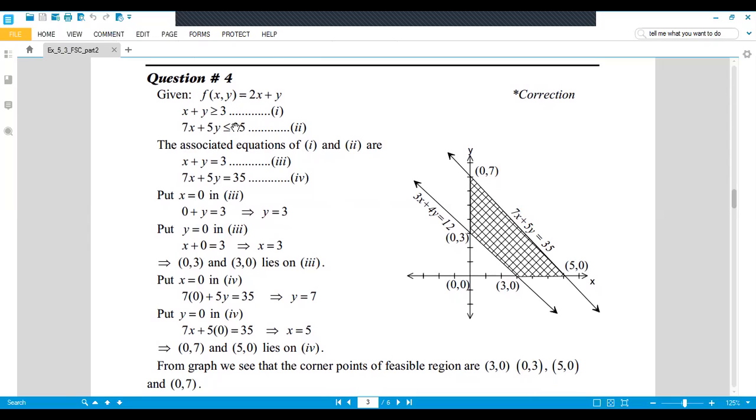For these two inequalities, first of all we write the associated equations for 1 and 2. You know that for the associated equation, the inequality changes into an equal sign. So x plus y equal to 3 and 7x plus 5y equal to 35. In the same way as in the previous question, we put x equal to 0 in equation number 3 to get the value of y. When x is 0, y is equal to 3. So the point on the y-axis is (0, 3).